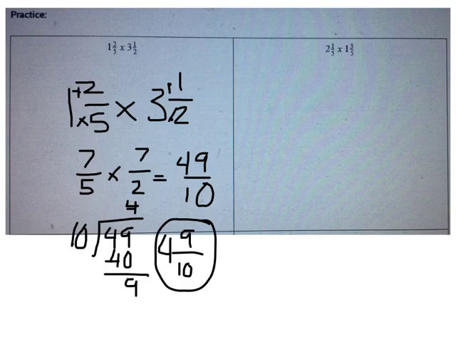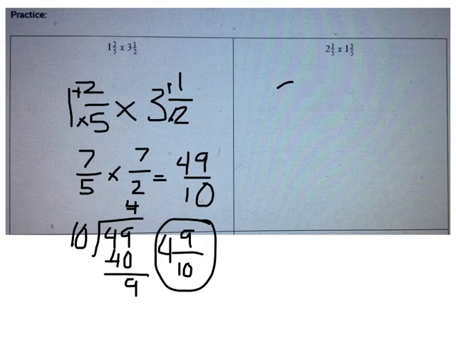The correct answer is 4 9/10. 1 2/5 can be written as 7/5. 3 1/2 can be written as 7/2. When I multiply, I get 49/10. 10 goes into 49 4 times with a remainder of 9, so the answer is 4 9/10.